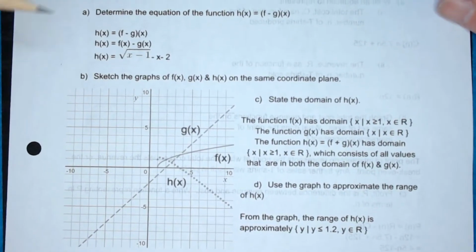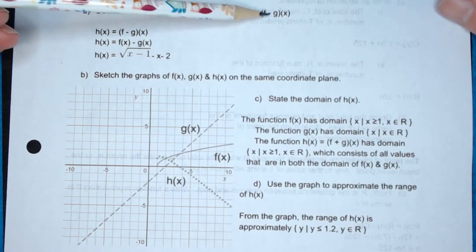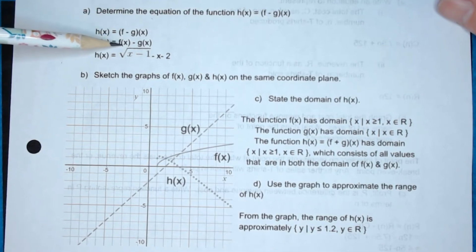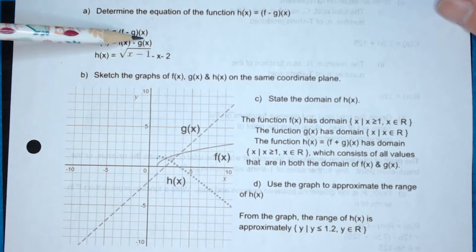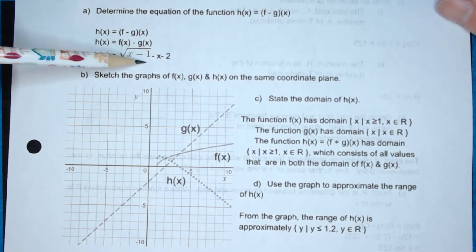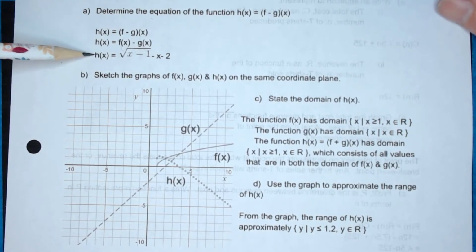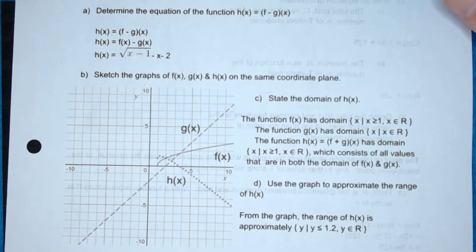However, nothing's really changed. Determine the equation of the function h of x equals f minus g of x. So you're just subtracting g of x from f of x. So we have the root of x minus 1 minus x minus 2. That is our function for h of x. Notice that you didn't have to do any math there. The only thing that you'd really have to do is combine similar terms if there were any.